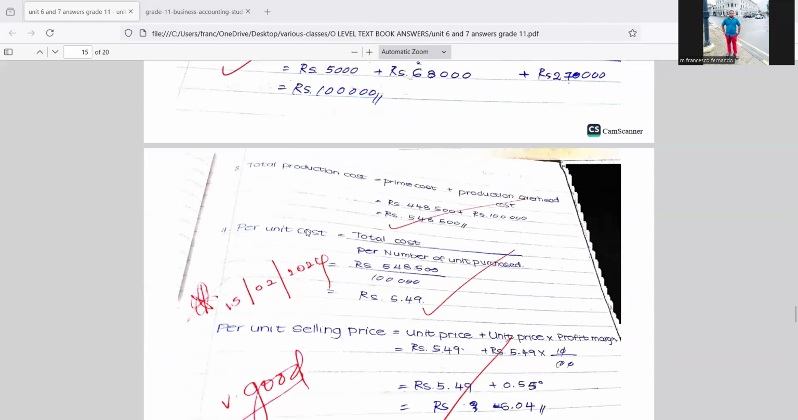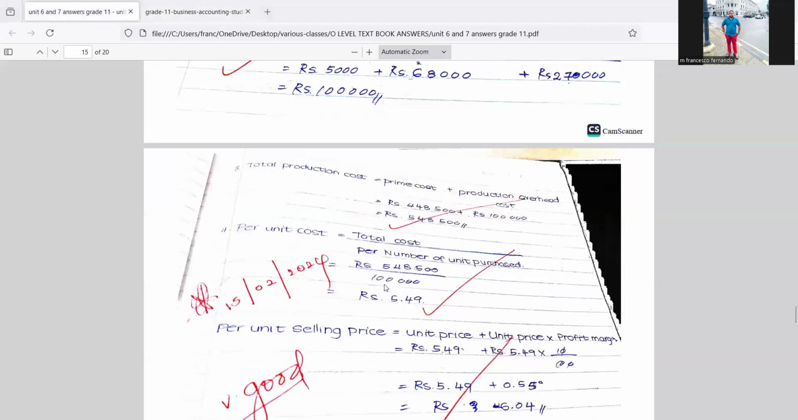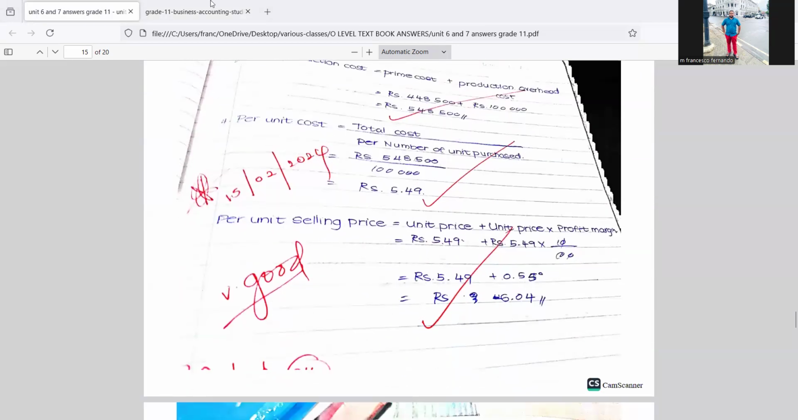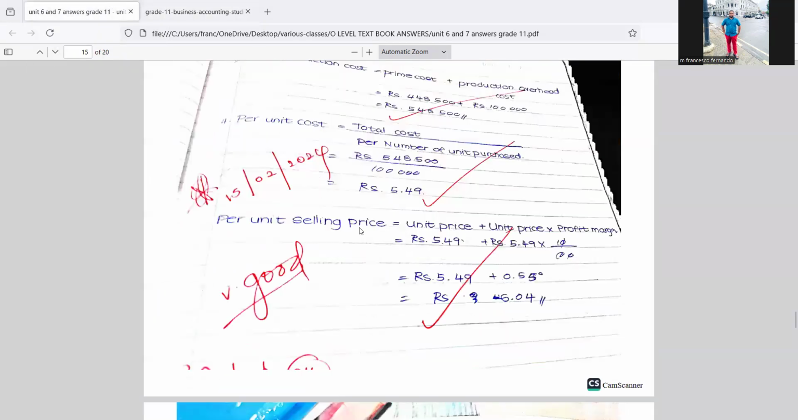And how to find the per unit cost? Take the total production cost and divide it by the number of units. So the question says 1 lakh units of roofing tile are there. So you can divide this by 1 lakh. You will get 5.49. And additionally, it is asked to find the per unit selling price.